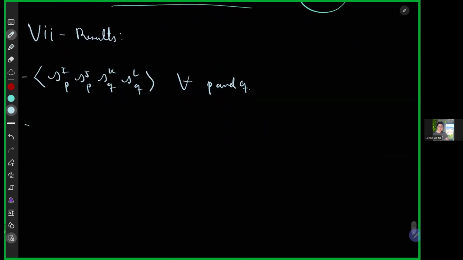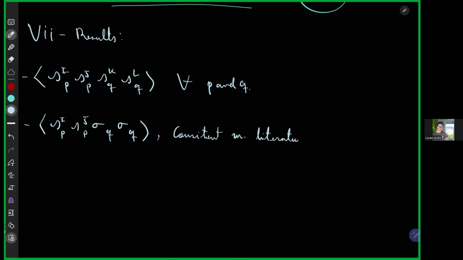The other ones we consider are, again, 4-point functions of tensor operators with PPQQ external weights, but now the last operators are the sigmas, which are graviton operators. Again, these were already known. This time we didn't get a general formula for all P and Q, but we computed like 20, 30 of them and compared with the results of the hidden conformal symmetry method. They are all consistent with the literature. So again, this validates our method.